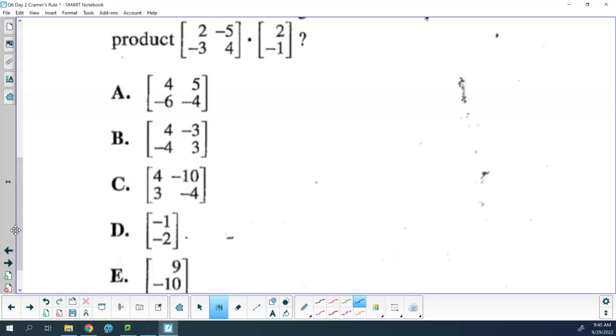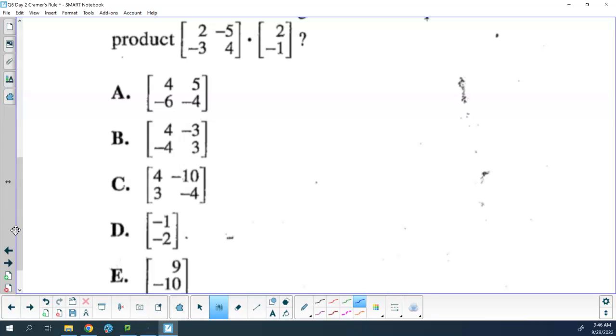Now, if this were me, what would I do first? Or what would you do first? Find some dimensions, right? Make sure it's possible. Because sometimes they'll throw a not possible as an answer. So first matrix is 2 by 2, right? Second matrix is 2 by 1, right? So my result is going to be a 2 by 1.